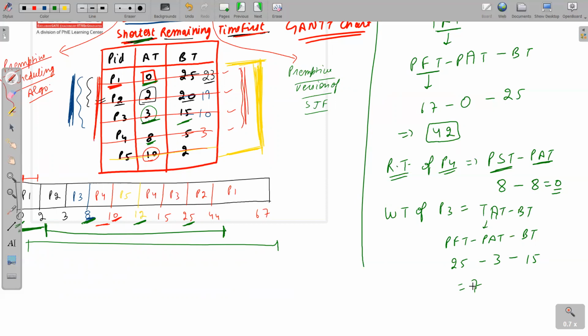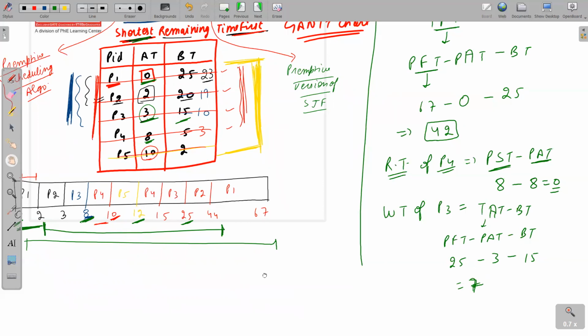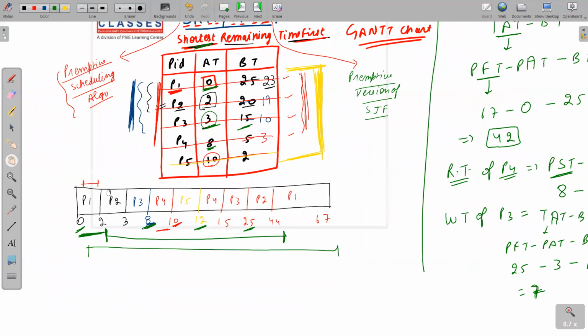Now, if you want to check it out, from the Gantt chart, you can easily check it out. Waiting time of P3 is coming to be 7. See this. P3's arrival time was 3, and at 3 only it has been started. So P3 has started at 3 only.